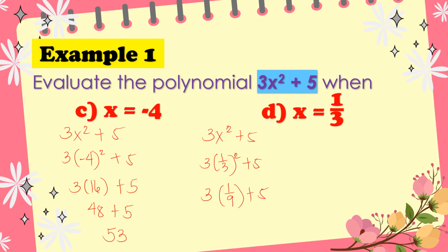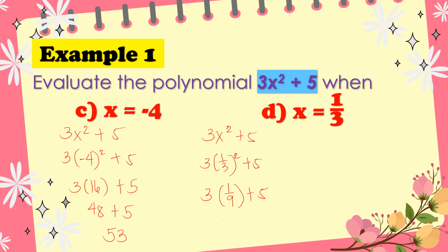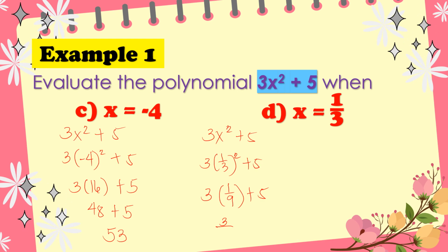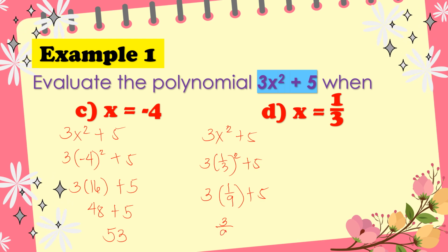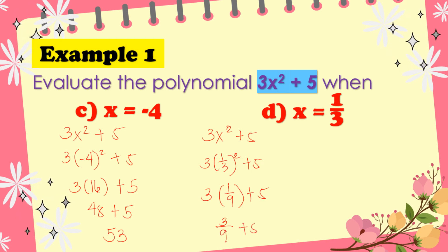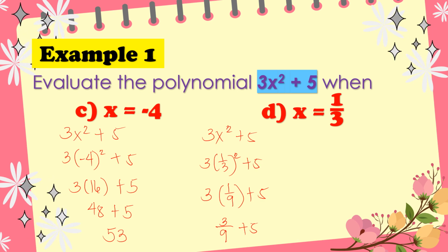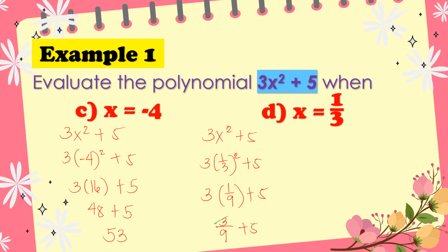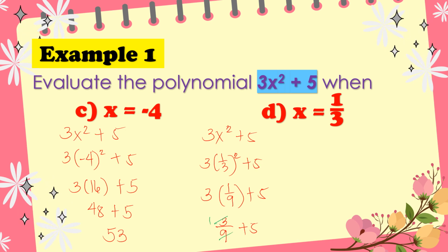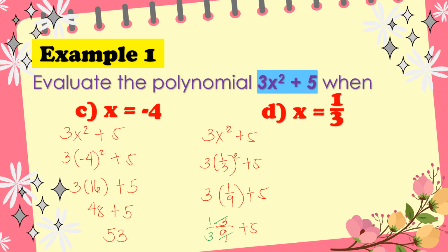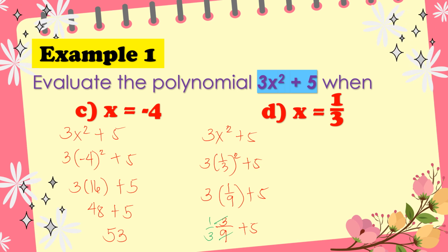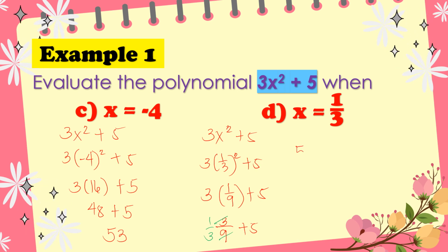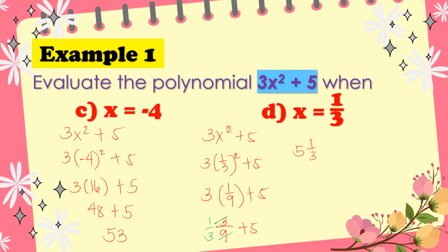So, multiply the whole number with this fraction. That would be the same as 3 times 1, which is 3. And then, copy the 9 plus 5. Let us simplify or reduce to lowest terms our fraction. What is the greatest common factor of 3 and 9? 3. So, that would be the same as 1/3. So, when you add 5 and 1/3, the answer is 5 and 1/3.